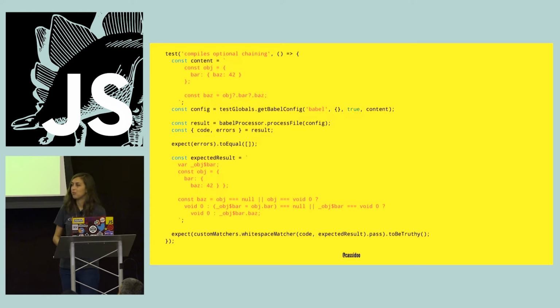This is an example of one of the tests just for optional chaining. We had to compile it separately to make sure we knew what the response would look like and have an expected result. And fun fact, Jest is not very good at testing with whitespace, and so I ended up writing a custom whitespace matcher so that it would take the code and ignore all whitespace and make sure that it still runs. I put that somewhere open source so you can use it.